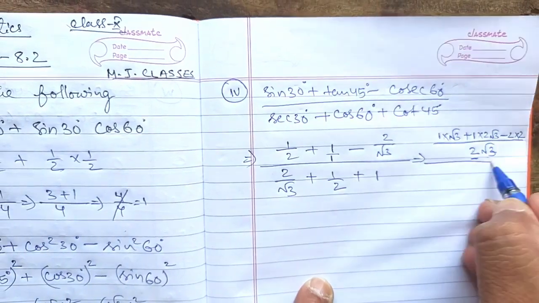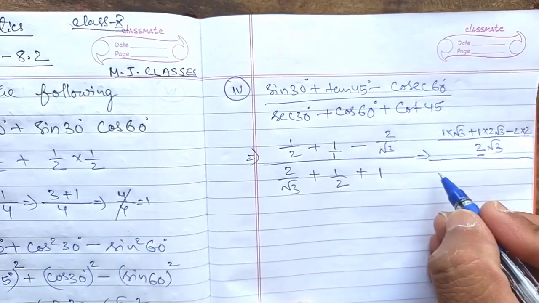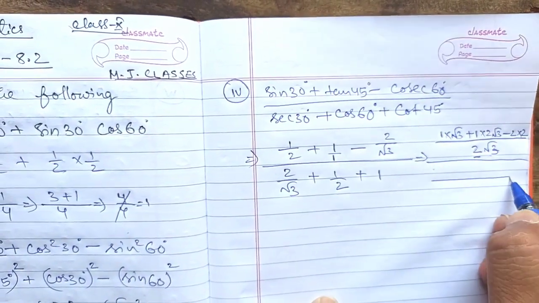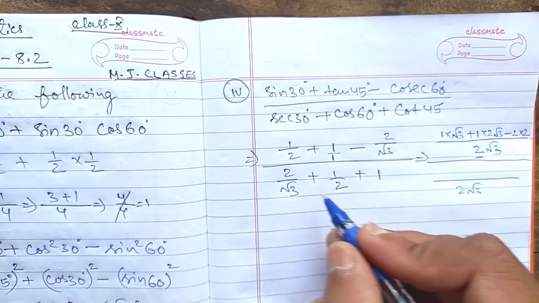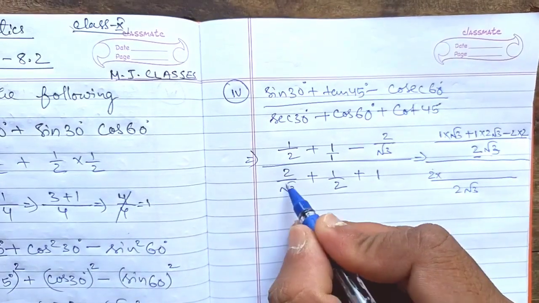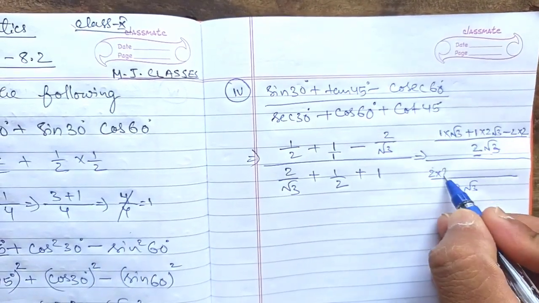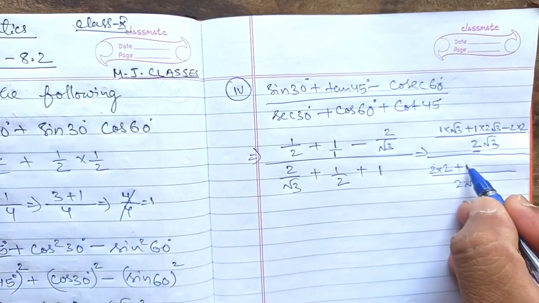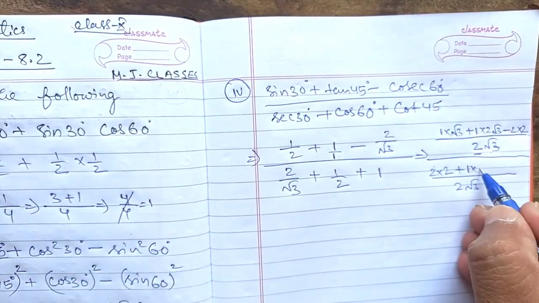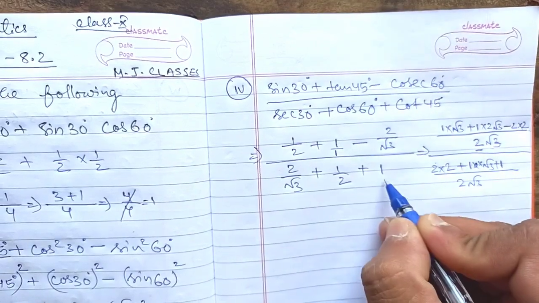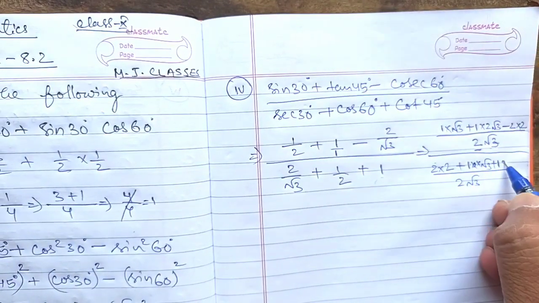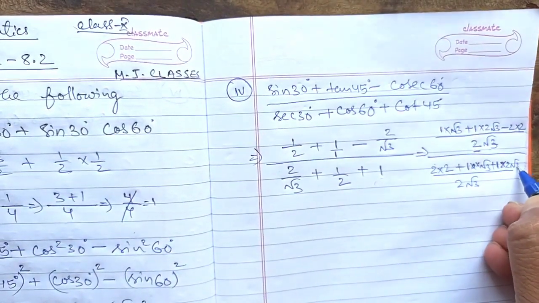Okay. Same thing we will do with this denominator. The LCM is 2 and root 3. Both we will get as the LCM. 2. Which number is missing from these two? 2 is missing. Multiply. 2 is here. Multiply root 3. Okay. Plus 1. Both the numbers are missing in the denominator. Multiply both. 2 root 3.